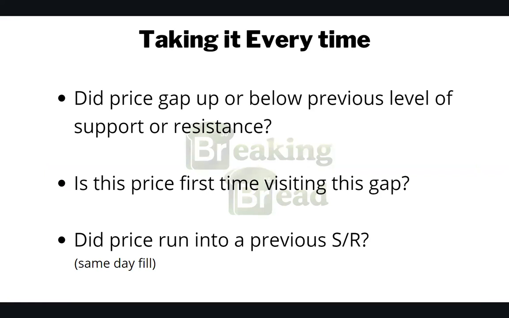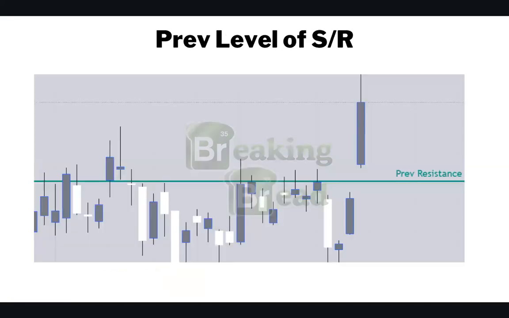All right, so if I see a gap play, and this is what I see on the chart, one of these setups, then I'm taking it every time. So did price gap up or below a previous level of support and resistance? Is this the first time price is visiting this gap? Did price run into a previous level of support and resistance? That's more so same day gap fills, but I'm going to show you an example of that. So, previous level of support and resistance.